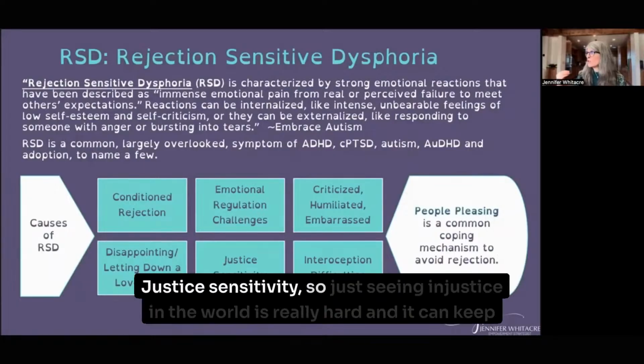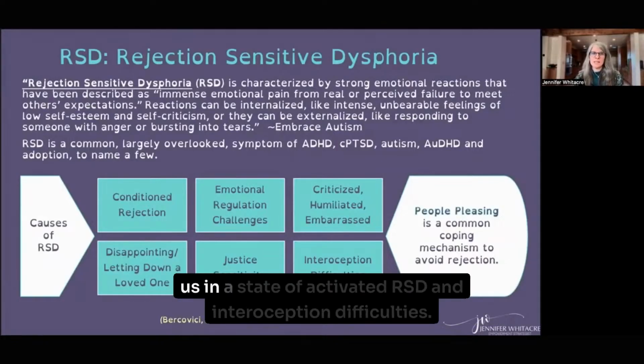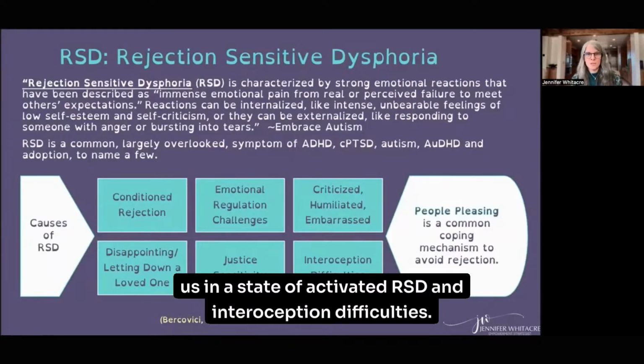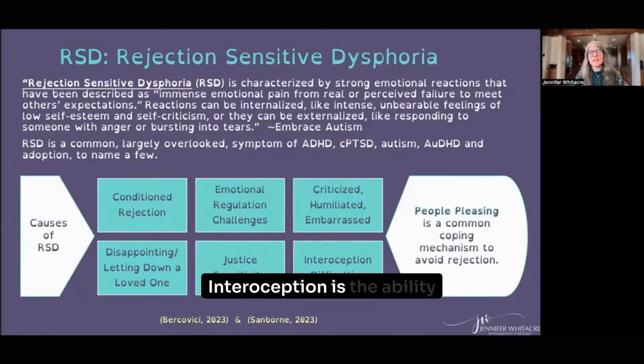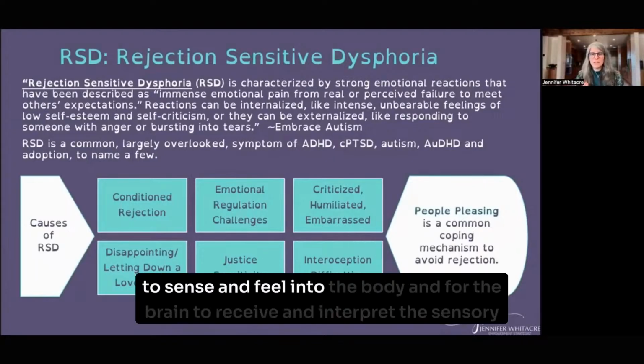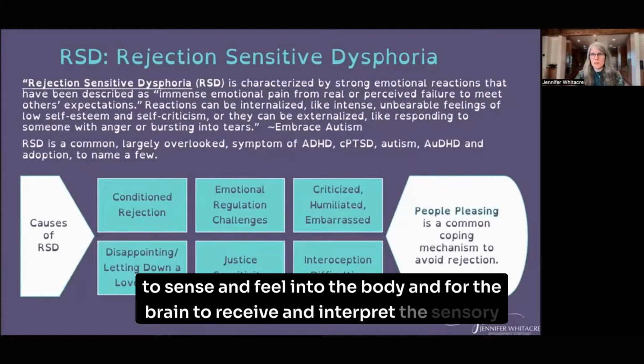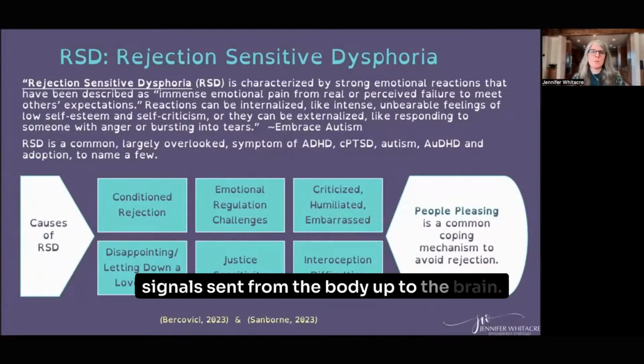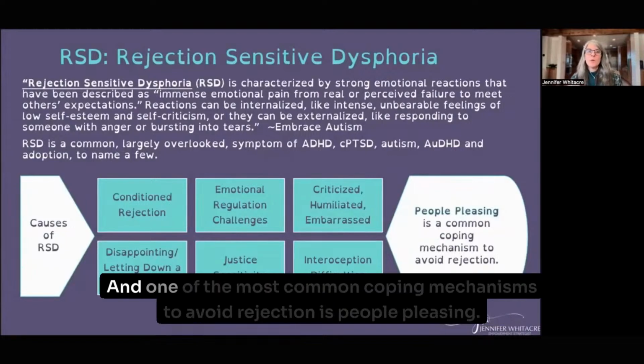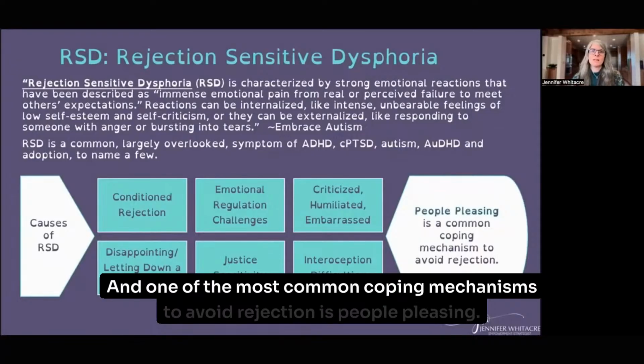Justice sensitivity. So just seeing injustice in the world is really hard, and it can keep us in a state of activated RSD. And interoception difficulties. Interoception is the ability to sense and feel into the body and for the brain to receive and interpret the sensory signals sent from the body up to the brain. And one of the most common coping mechanisms to avoid rejection is people pleasing.